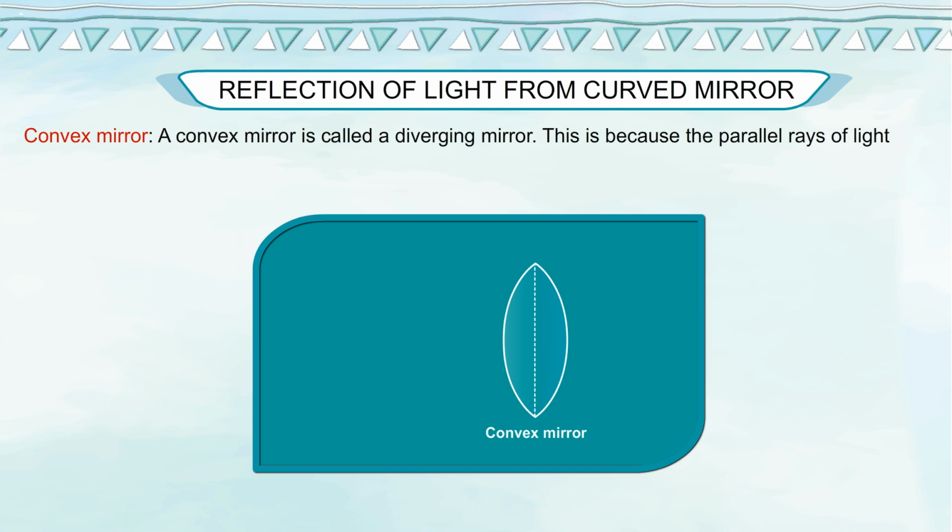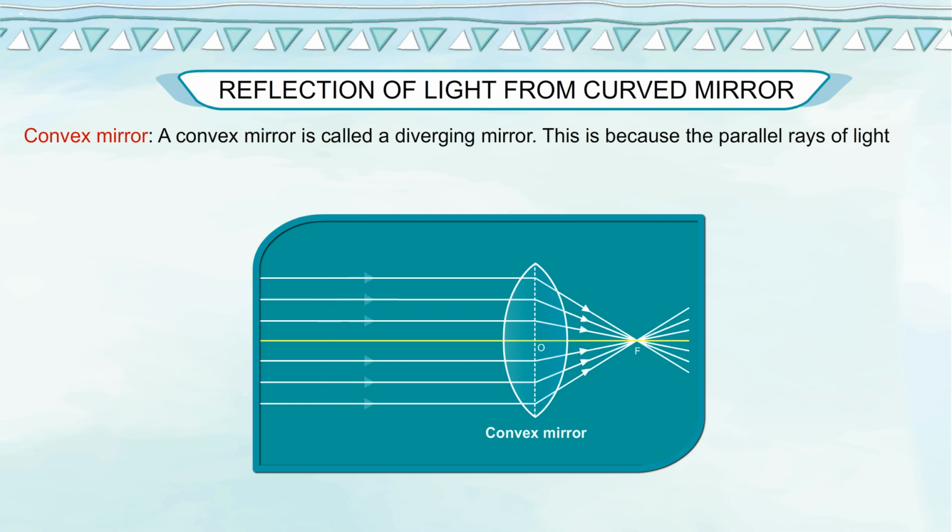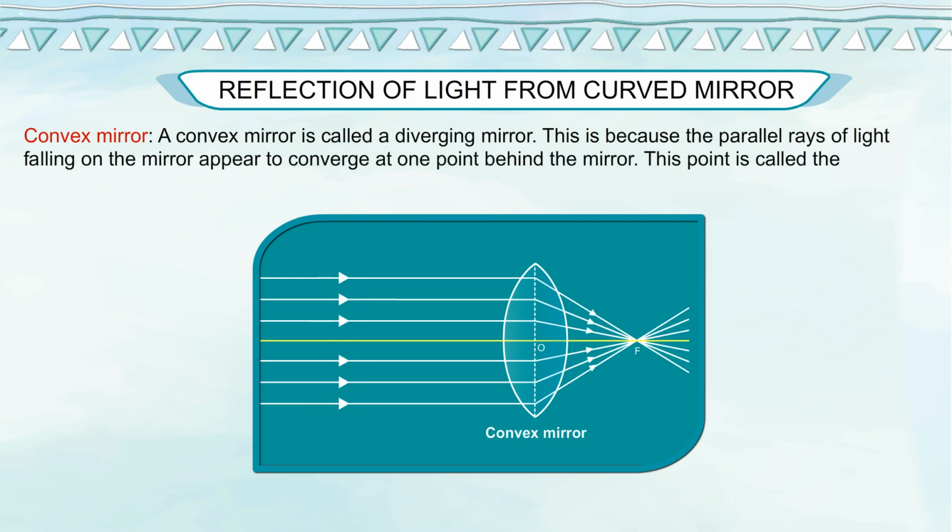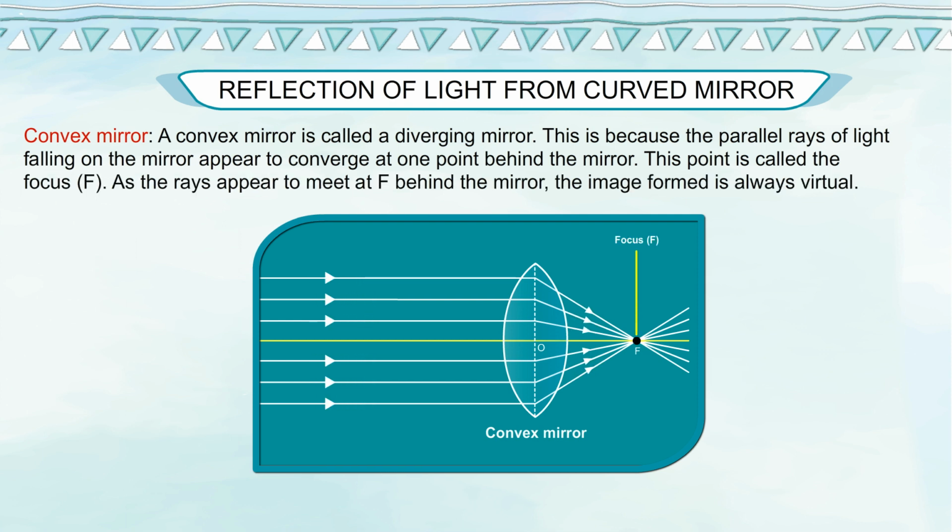Convex mirror. A convex mirror is called a diverging mirror. This is because the parallel rays of light falling on the mirror appear to converge at one point behind the mirror. This point is called the focus, F. As the rays appear to meet at F behind the mirror, the image formed is always virtual.